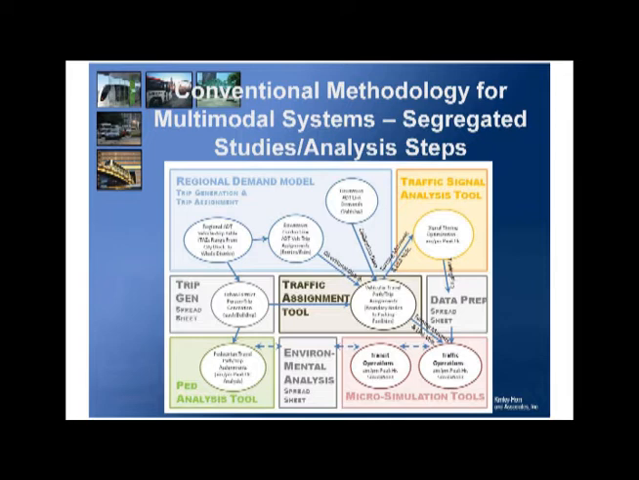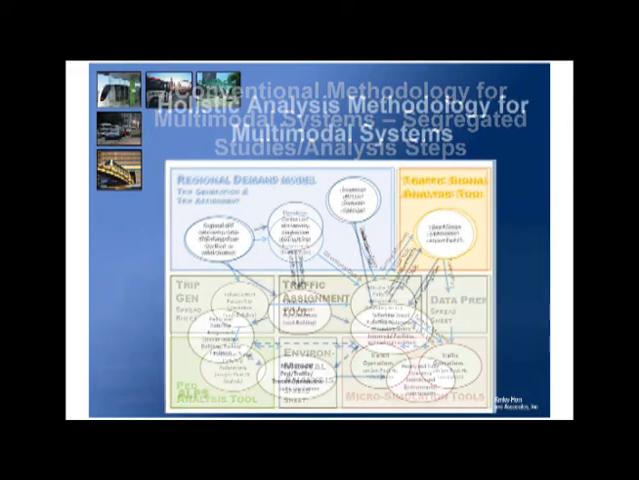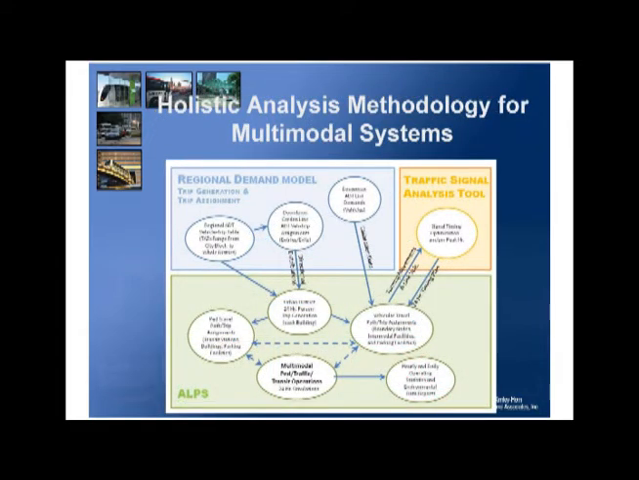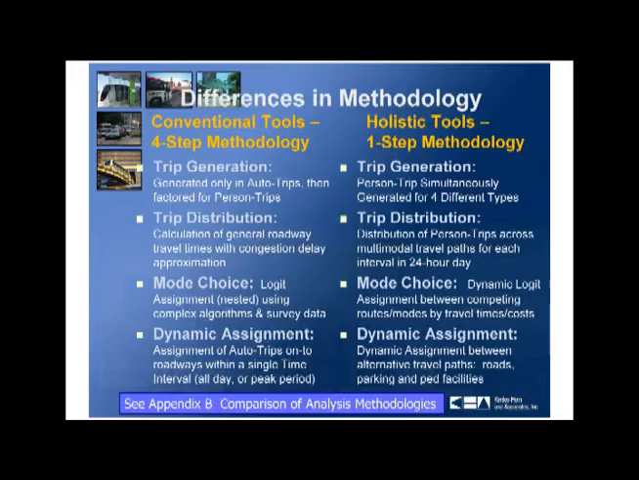This is the conventional approach to multimodal analysis, whereas a holistic approach begins to group many of those together into a single analysis tool. We still recognize we have to interface with certain key things. Here speaking at H-GAC, I have to recognize we have to interface with the regional demand model because so much of the decision making is tied to that. Often city municipal governments have a favorite traffic signal analysis tool. You may have to interface with that. But a lot of the other things can be embraced in a single analysis methodology.